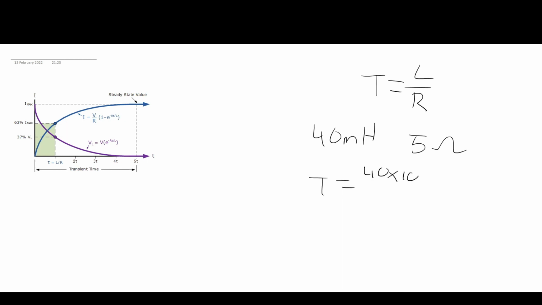So we can do a quick example of this to solidify our knowledge, as I quite like to do. And so we'll get our formula, T equals L over R. Let's say we have a 40 millihenry inductor and a 5 ohm resistor. What will be the time constant for this circuit? We substitute our values in here. Remember, it's in millihenry, you convert it to henries, SI units. Since it's already ohms, we don't need to change it.